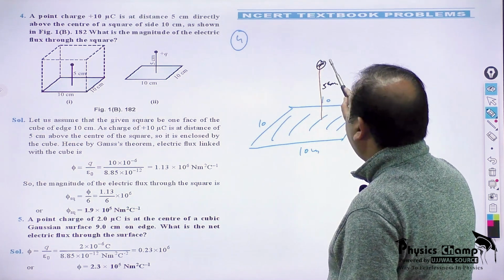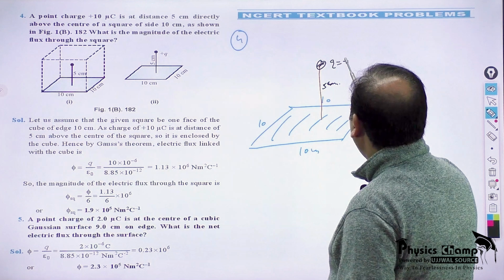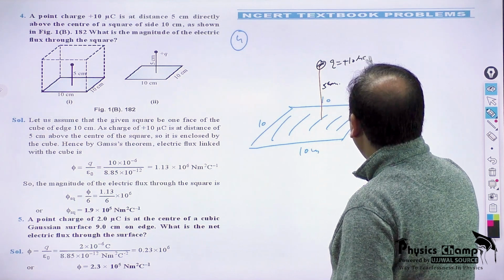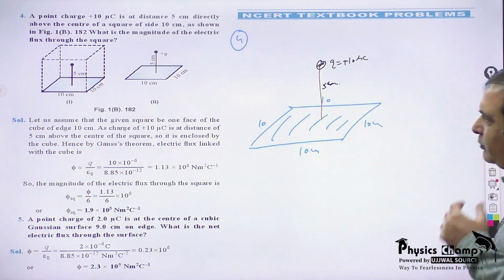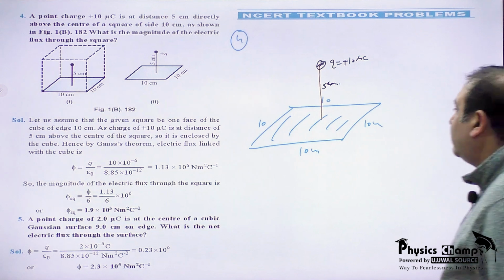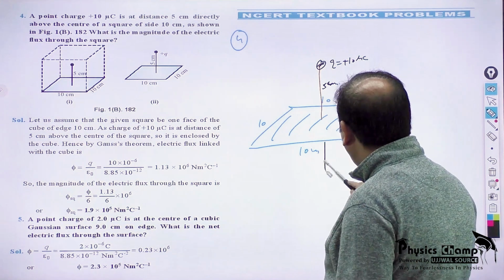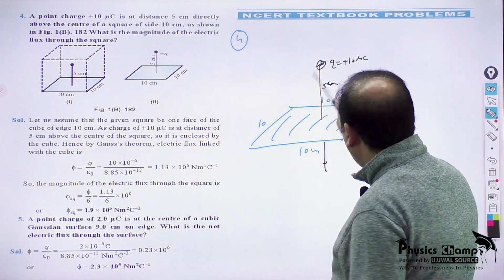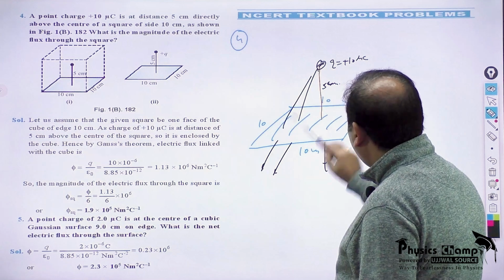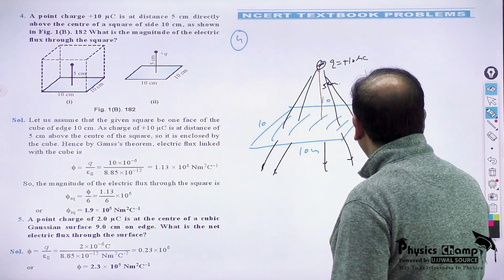and the charge has a value 10 microcoulomb. What is the magnitude of electric flux through the square? You want how much is the flux through the square?